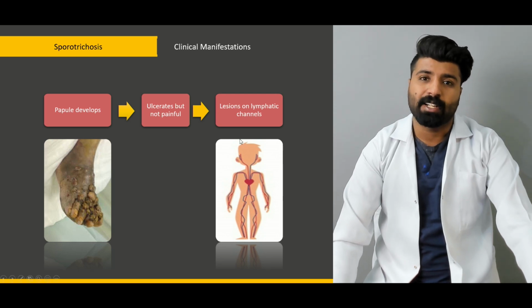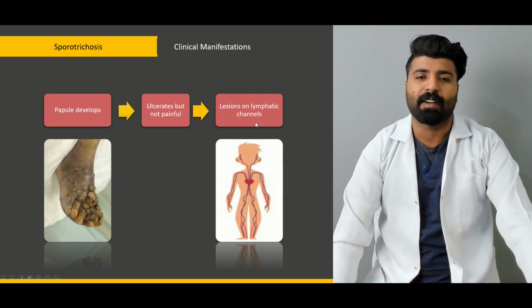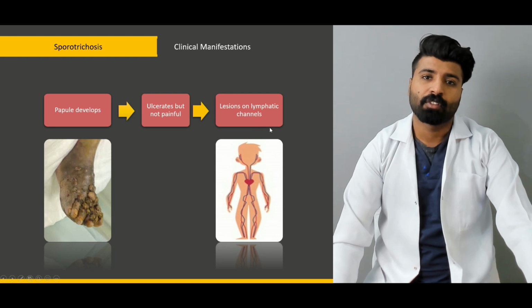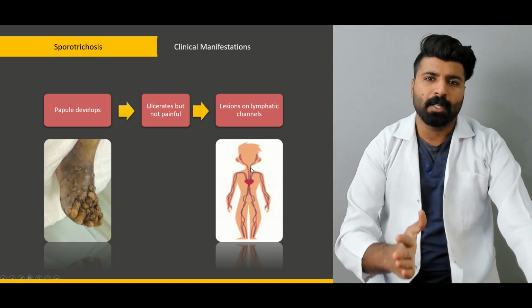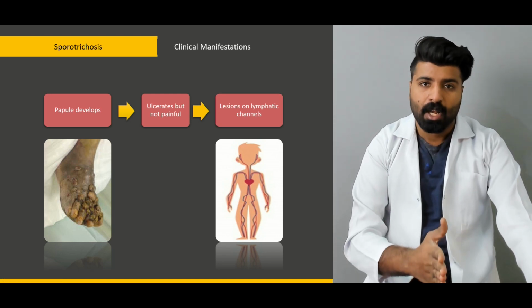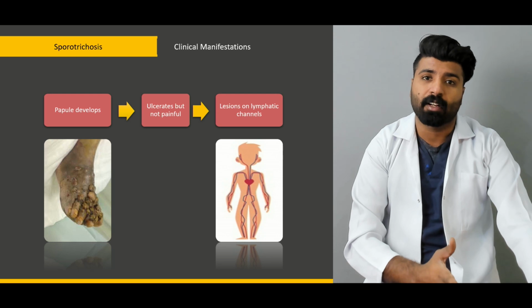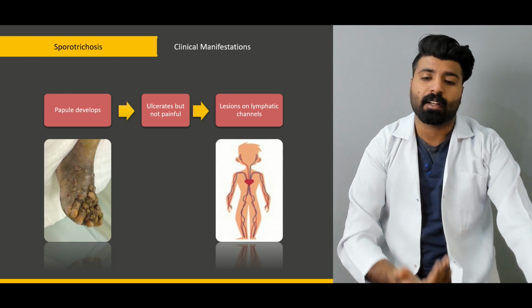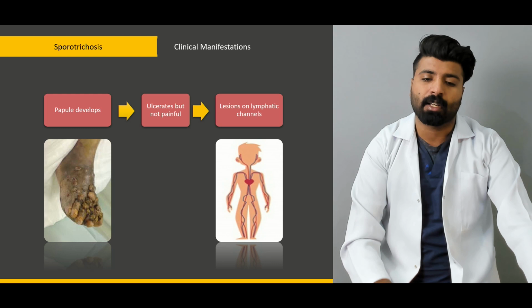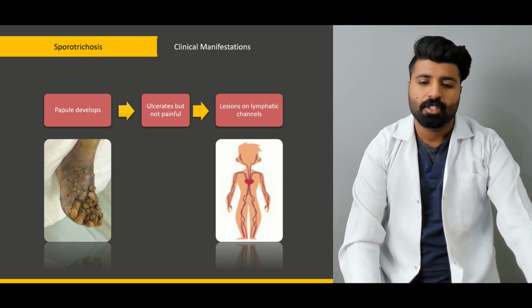And what happens when it disseminates? It will lead to lesions on lymphatic channels. Most probably the closest lymphatic nodes will be affected, but generally it can affect other ones too, and it can cause lesions in your different lymphatic channels.